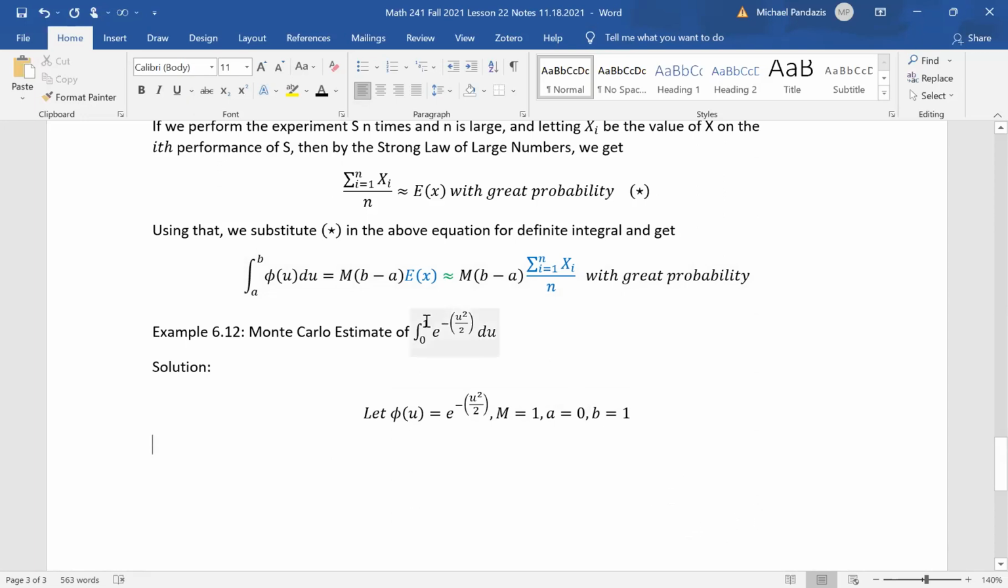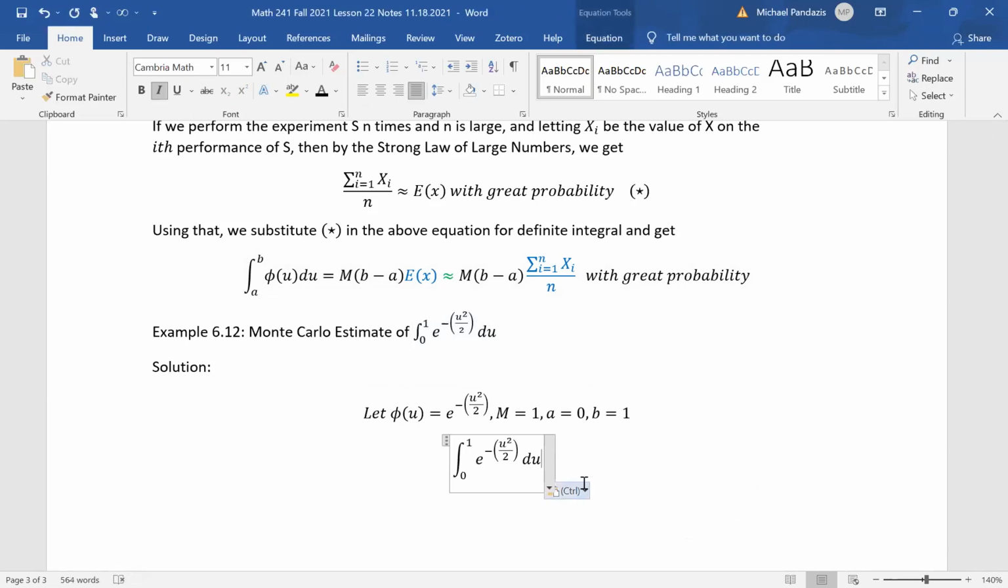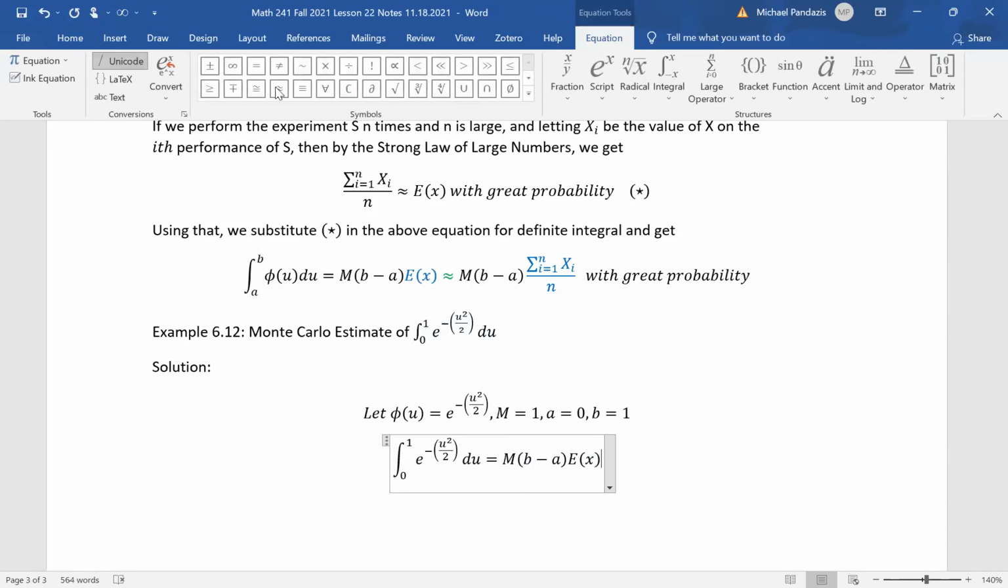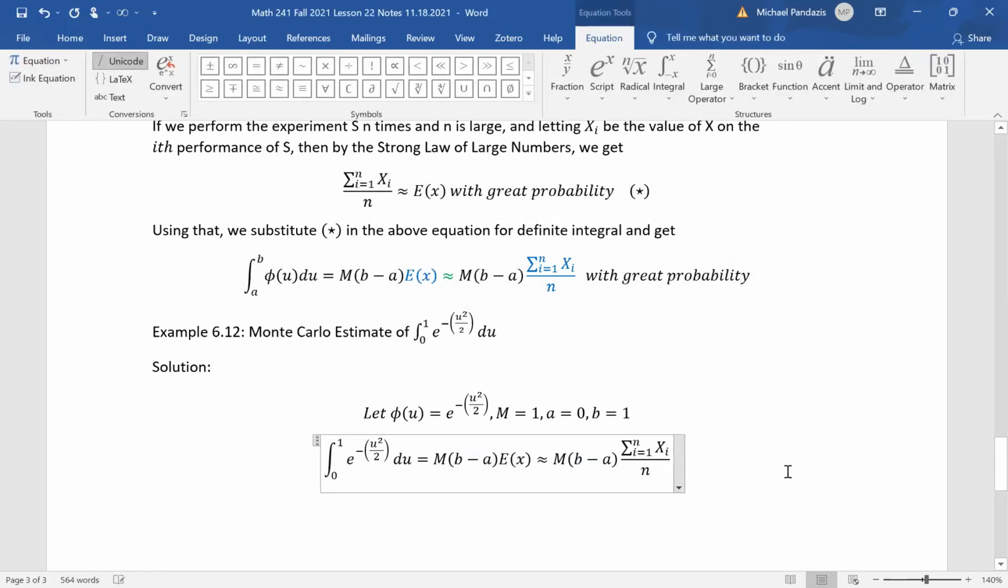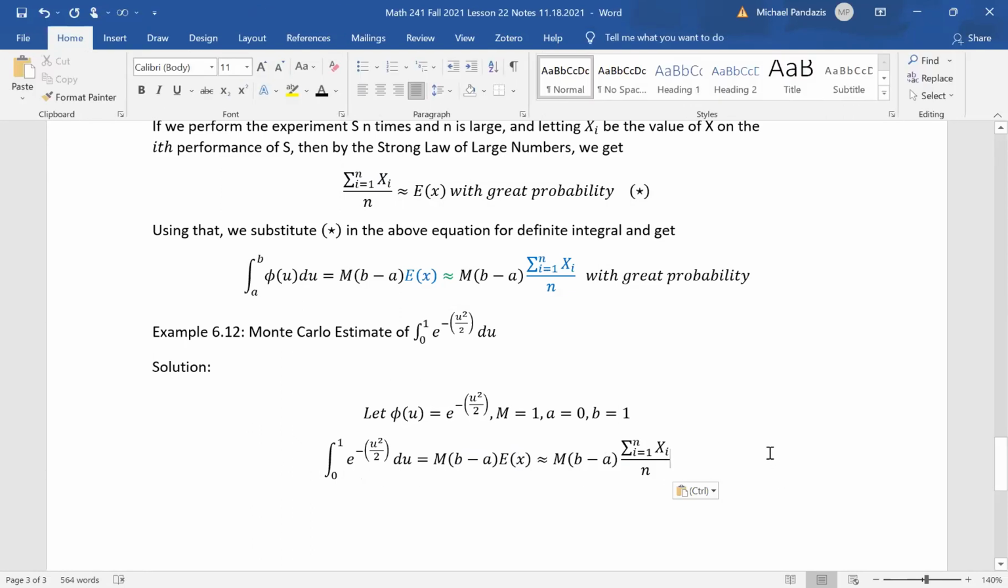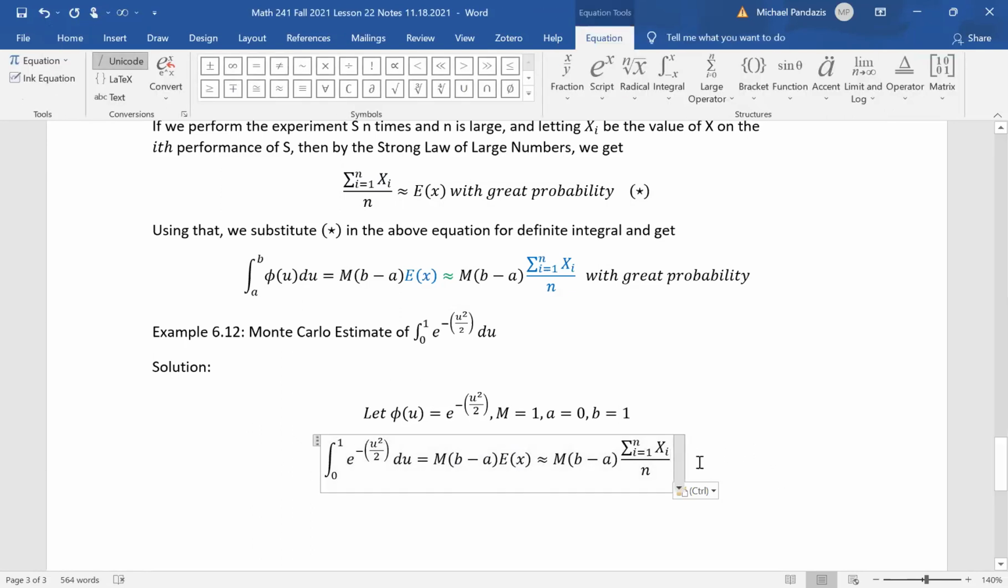Okay. So this definite integral is equal to capital M times (b minus a) times E of X. And because of the strong law of large numbers, this is approximately capital M times (b minus a) times the sum over all possible values of X divided by n, for large n. So it's approximately that. I'm putting equals here only because this is saying that this quantity is going to be equal to the next one. It's still an approximation of the original quantity.